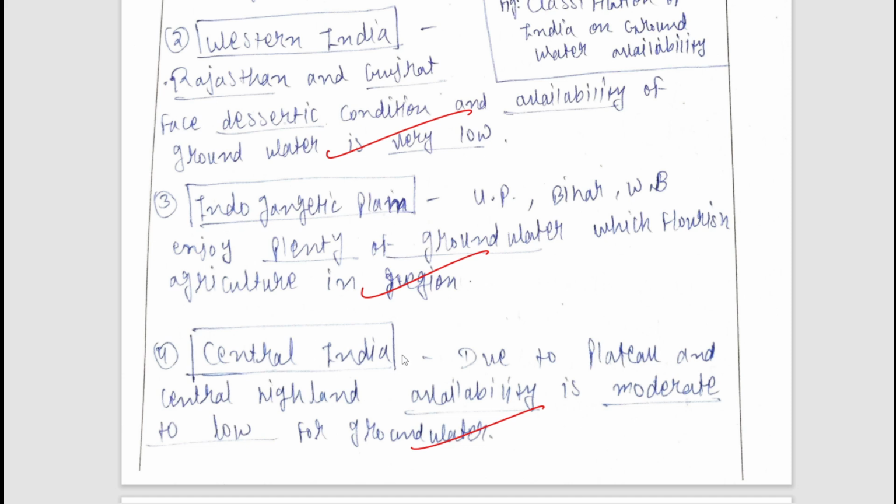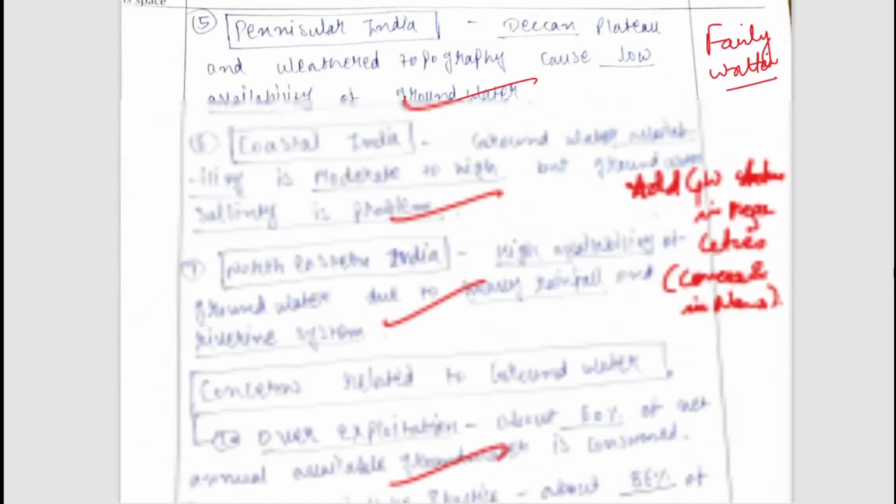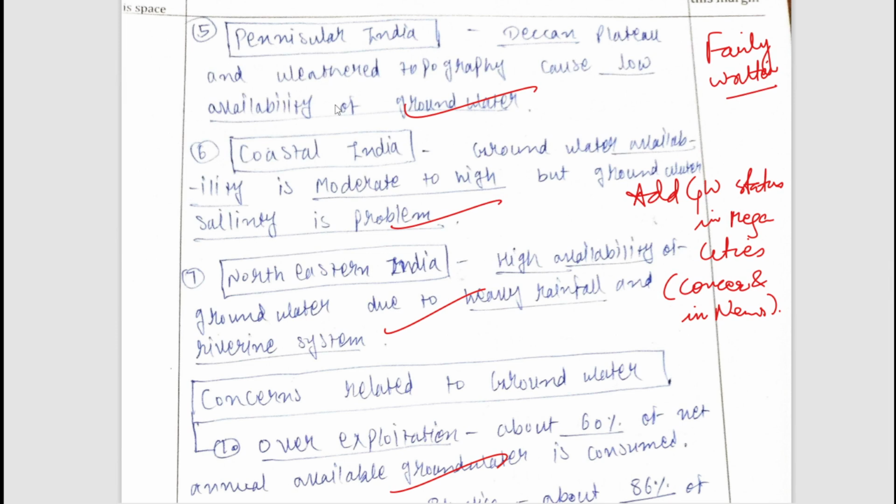Indo-Gangetic Plains, Central India. You can pause and read the answer if you want to, because it will take me a lot of time to discuss each and every point. I will just give you a framework, and if you want to read the answers, you can simply pause the video and read them. Then about peninsular India, coastal India, North Eastern India.